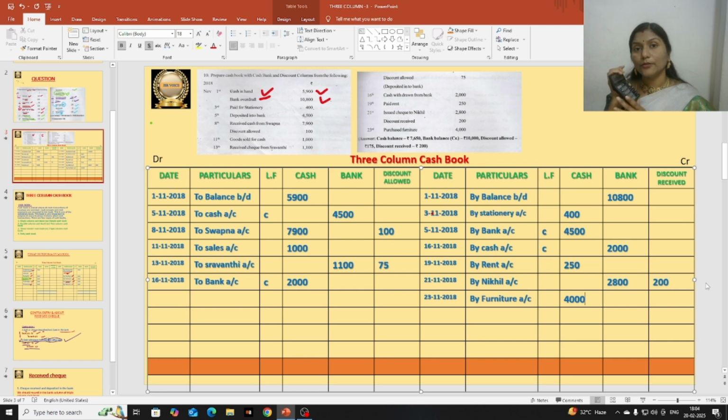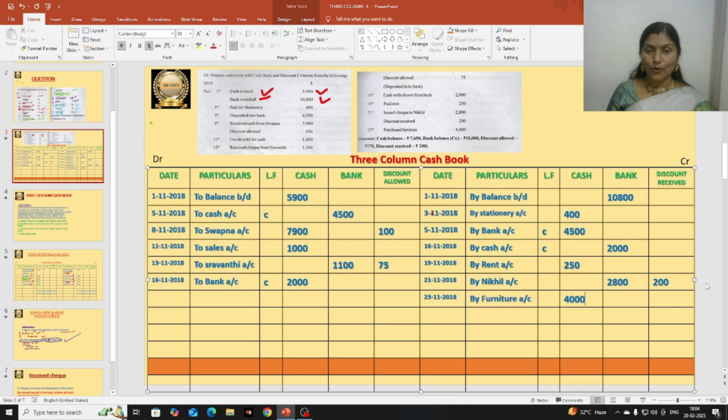but intermediate students are not allowed to use calculators in the examination or in the classroom. BCom students can use a calculator in the examination. Here, for completing the solution fast, I am using a calculator, but according to your rules you have to calculate manually. The credit side total is 9,150. Which side amount is more? The debit side amount is more, 16,800.